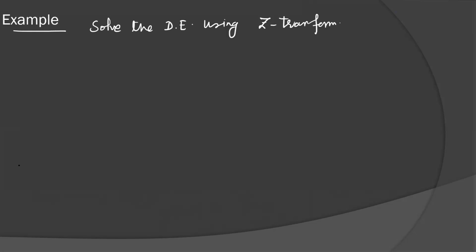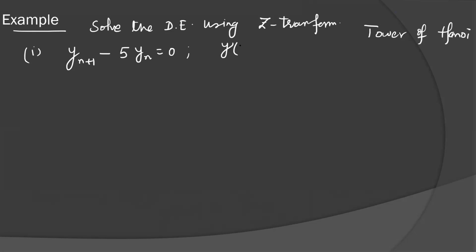One of the famous difference equations is the Tower of Hanoi problem. I am giving it to you as an assignment. See the problem, the Tower of Hanoi problem. This is a very interesting problem in difference equations, and you try to solve that difference equation using the Z transformation. Although we will see this problem in unit 3 and solve it using the generating function method. First problem I am going to write: y of n plus 1 minus 5 y of n equal to 0, and I am giving you y at 0 equal to y0.